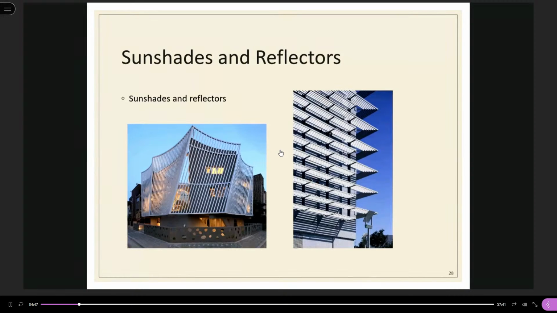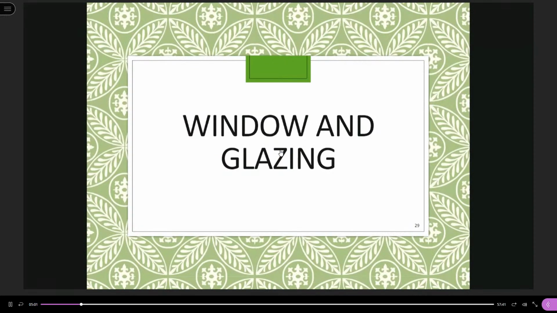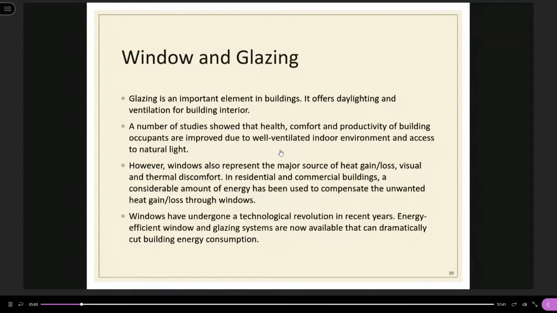These are some examples of sunshades and reflectors. If you design them very well, then these solar shadings can be a kind of architectural feature of the building. Window and glazing. Glazing is an important element in buildings. It offers daylighting and ventilation for the building interior.